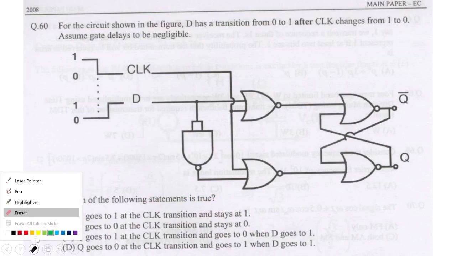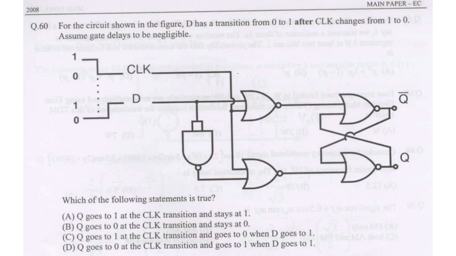Okay, so let's do that. Let me draw this clock as it is what they gave. This is the clock, right? So this is 1, this is 0. And what is D? You see, there is some lag here in this, right? So initially it was 0. Then after some time D has become 1.